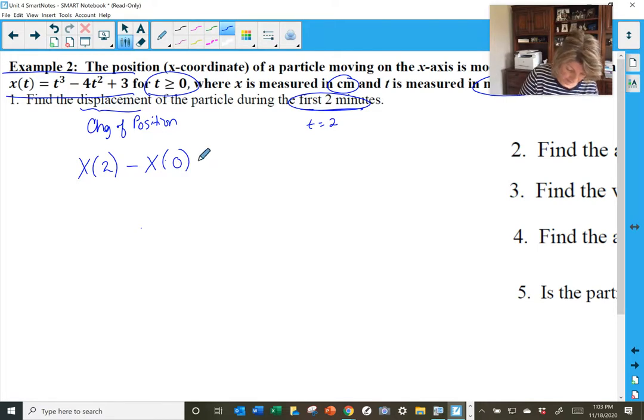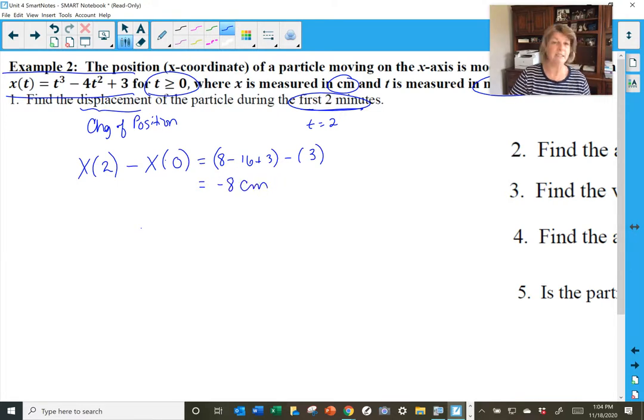And to do that, now I'm going to plug in my values. So I'm going to end up with 8 minus 2 squared is 4. 4 times 4 is 16, plus 3. Take away, throw in our 0, and we get 3. And this change of position, I'm getting negative 8 in my head, but I want to make sure I don't make a mistake. Negative 8 centimeters is the change in position, which is displacement.